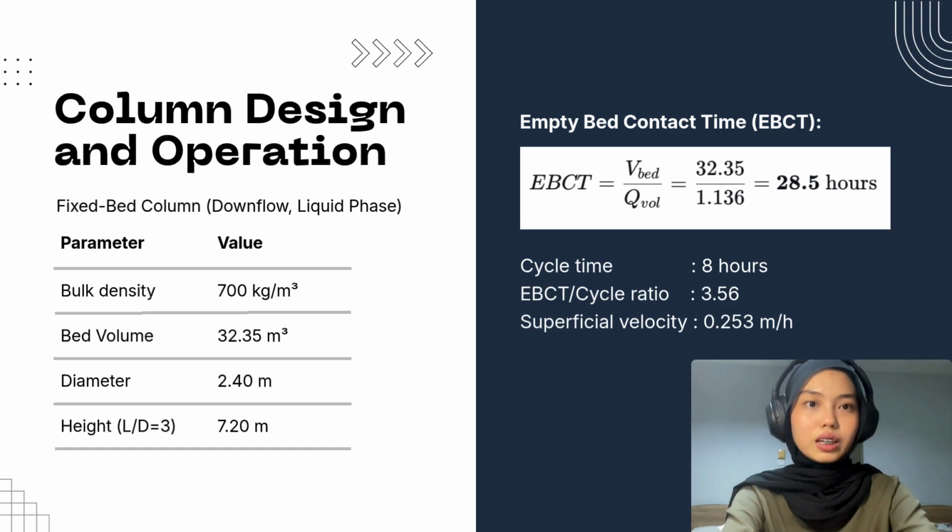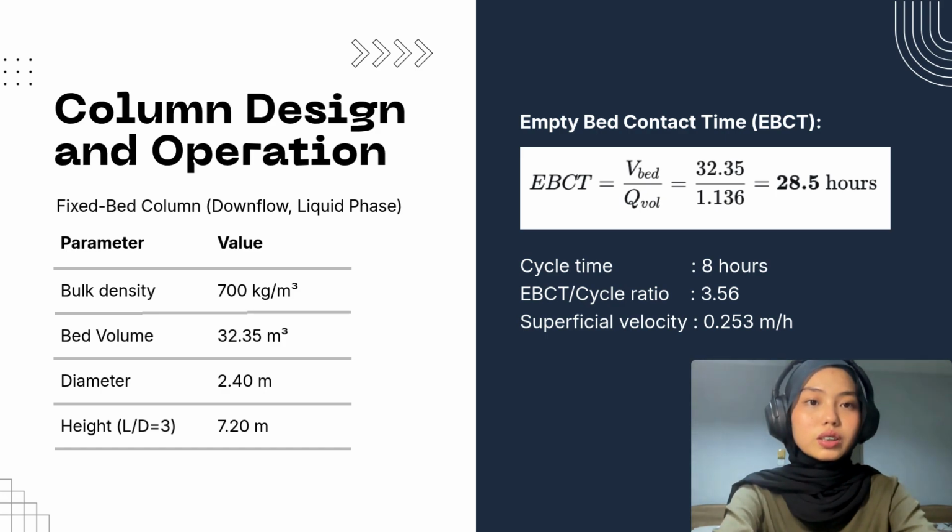What does this mean? It means that our adsorption cycle time is 8 hours, which means we operate the column for 8 hours before regenerating it. Since the EBCT is 28.5 hours, which is more than 3.5 times longer than the cycle time, we have a large safety margin. The column will operate well before breakthrough occurs, which ensures no water slips into the product.